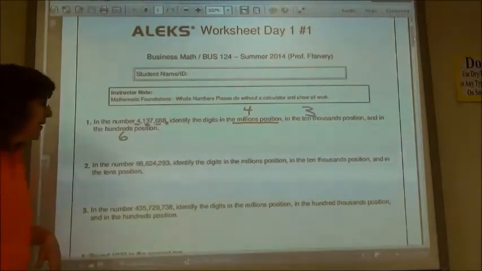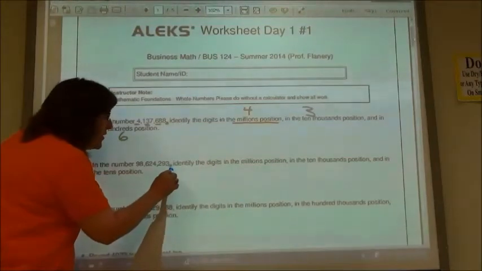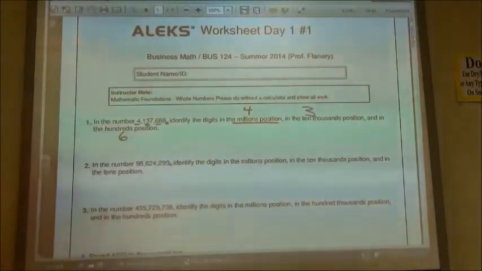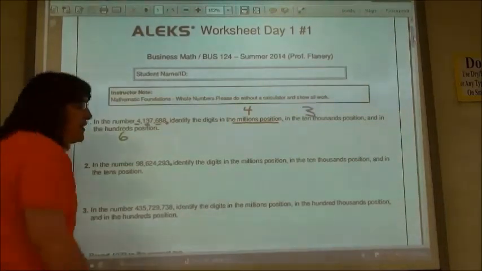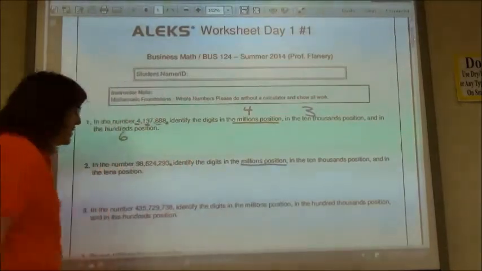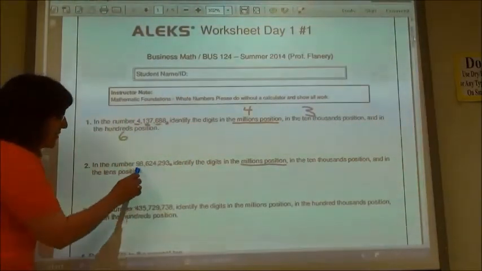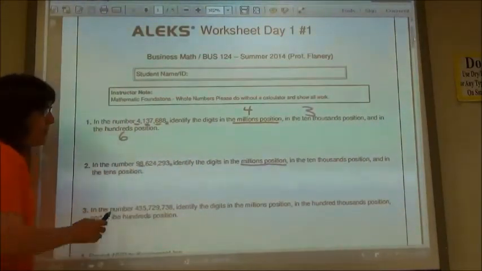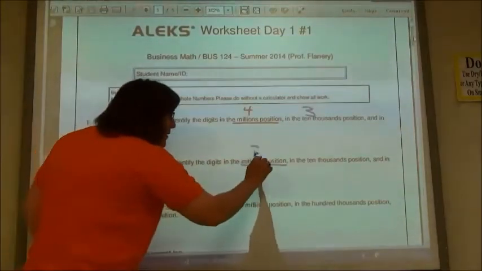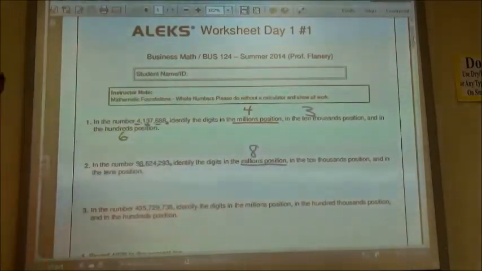Second one here. Again, ignore this comma here. That's separating the number from the rest of the sentence. In my number 98,628,293, identify the digits in, first of all, the millions position. So the millions would be after the second comma. That's 98 million. The 8 is in the millions position.